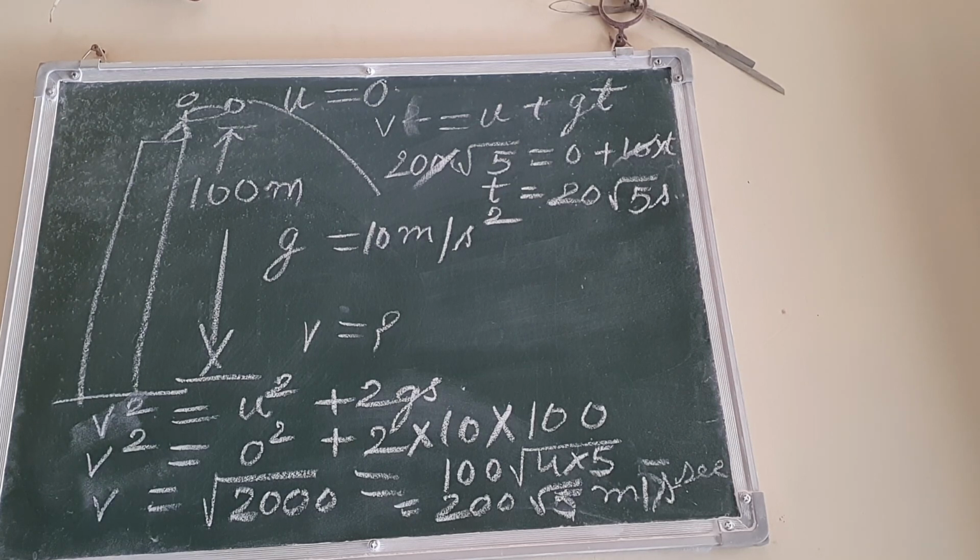Also we have to find the time that is being taken by the ball to reach the ground. So we are applying the first equation of motion, that is v is equal to u plus gt. So that is 200 root 5 is equal to 0 plus 10 into t. So it is coming out to be 20 root 5 seconds. So this is the time taken by the ball to reach the ground. So I think you all might have understood this question.